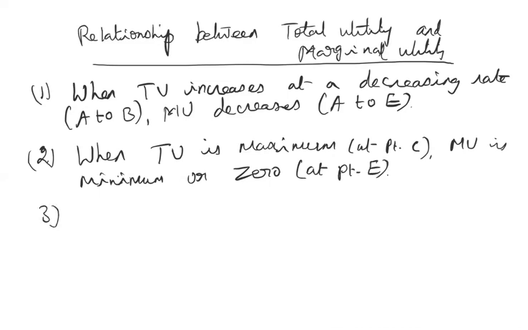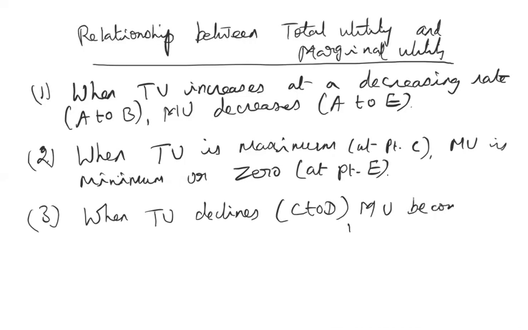And the third one, when total utility declines, the total satisfaction itself declines, that is between C to D, the marginal utility becomes negative. Isn't it? So at point F. So this is the relationship we are finding between the total utility and marginal utility.